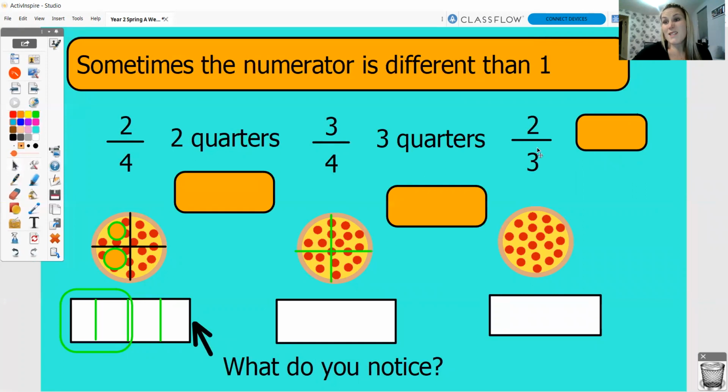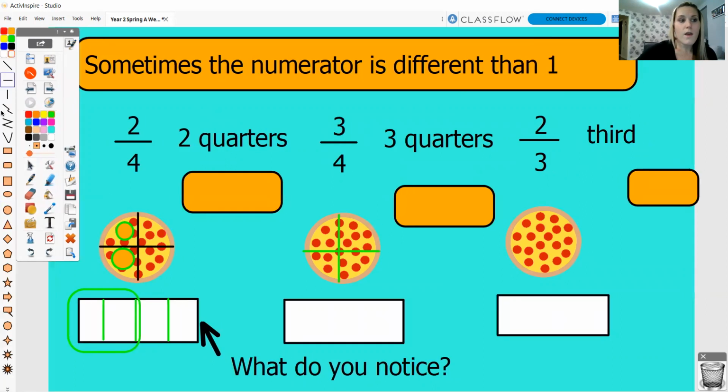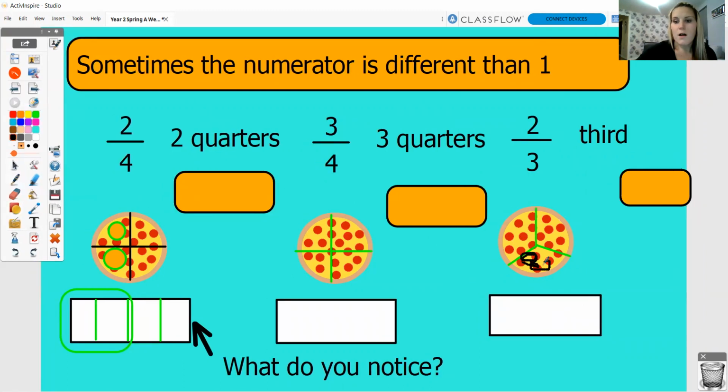Same as this one, the bottom number is 3, so that was thirds. We divide the pizza into 3 and we are going to eat 2 of the 3 parts. So we divide it into 3, 1 equal piece, 2 equal pieces, 3 equal pieces, and then we would eat this part and this part.